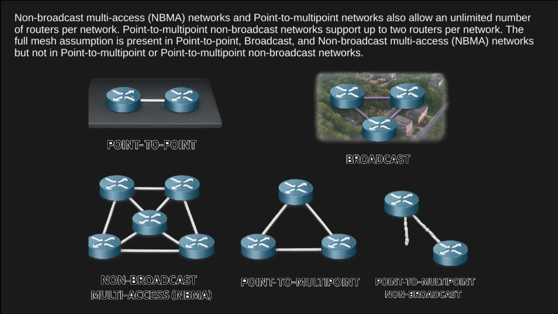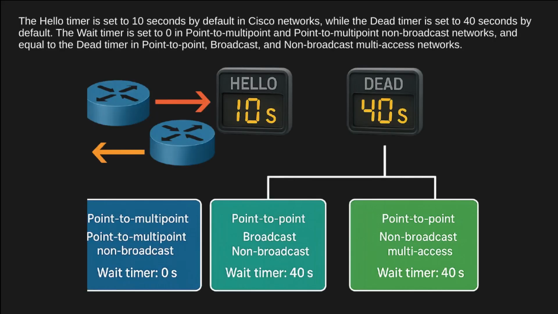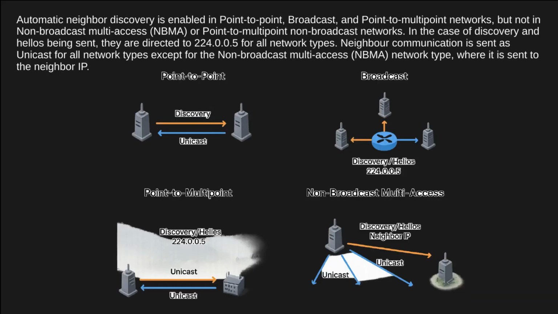The hello timer is set to 10 seconds by default in Cisco networks, while the dead timer is set to 40 seconds by default. The wait timer is set to 0 in point-to-multipoint and point-to-multipoint non-broadcast networks, and equal to the dead timer in point-to-point, broadcast, and non-broadcast multi-access networks. Automatic neighbor discovery is enabled in point-to-point, broadcast, and point-to-multipoint networks, but not in non-broadcast multi-access, NBMA, or point-to-multipoint non-broadcast networks. In the case of discovery, hellos are sent to 224.0.0.5 for all network types.